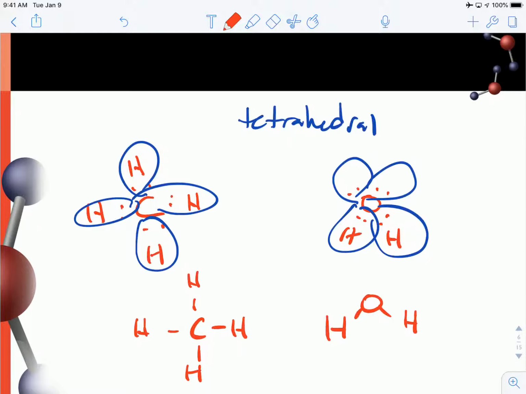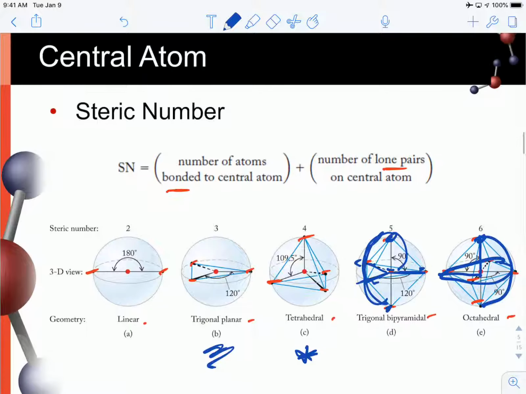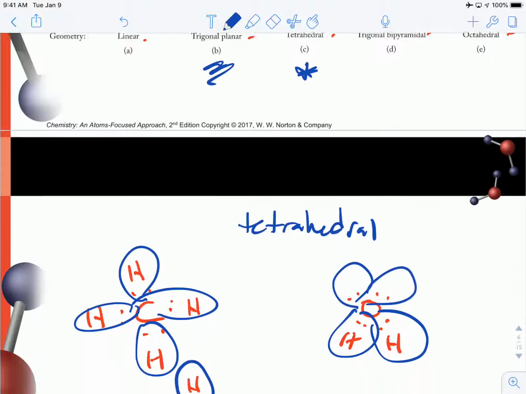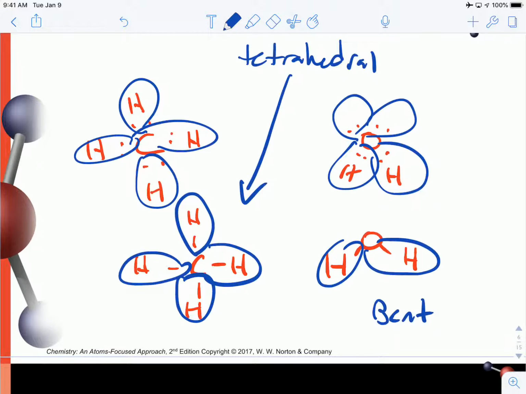So this one is still tetrahedral because it still has the 4 domains around it. So its electron pair geometry and molecular geometry are exactly the same because all the pairs are bonded. Anytime all of the pairs are bonded, the electron pair geometry is the same as the molecular geometry. But this one is known as bent. It's not tetrahedral. So this is tetrahedral. This one is known as bent. Because all we're concerned about is these 2 regions here, because that's the molecular geometry now.